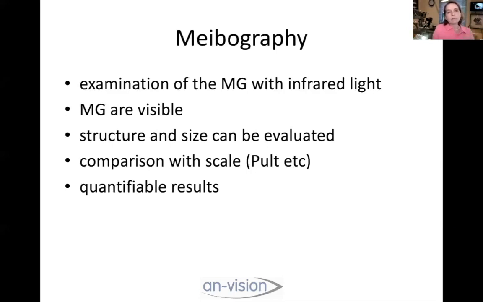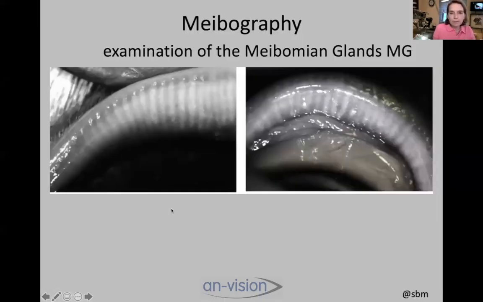Then meibography is the examination of the meibomian glands with infrared light. Again, it's a camera that is doing this. It visualizes the meibomian glands, and you can evaluate the structure and size, and compare those to schemes and scales that are inserted in the software. So we have quantifiable results. And here are some pictures.